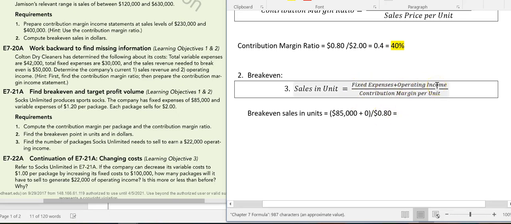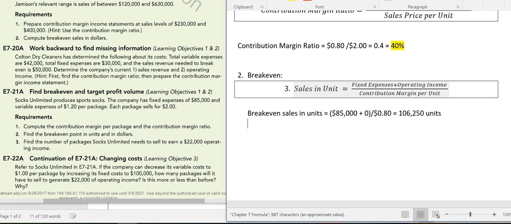Operating income at break even is 0, and if you do the math, I guess you will find it's 106,250. Right, yeah, I just did it. You also please check it with your calculator. 85,000 divided by 0.8. Right, that means these are the units. So if the company sells 106,250 units, then they will reach their break even.